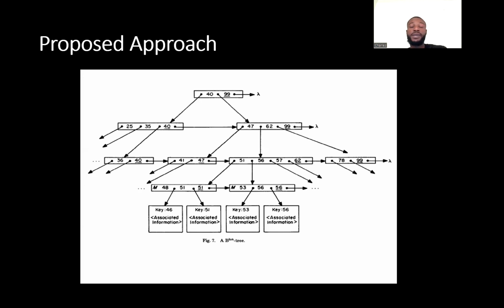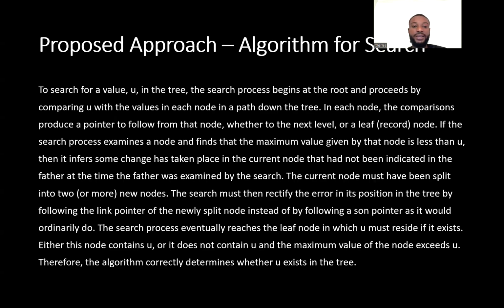This figure is taken from the research paper for us to see the structure. So we can see that there are pointers. The only difference between the normal B tree and the B-link tree is there are pointers connecting nodes of the same level, which is quite amazing. We'll see why it's amazing soon.